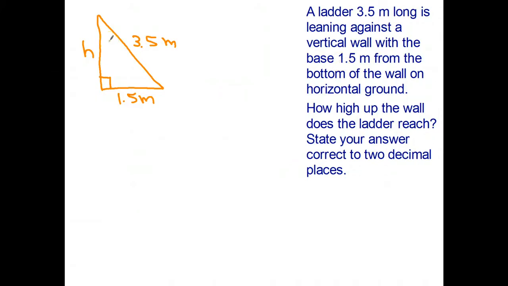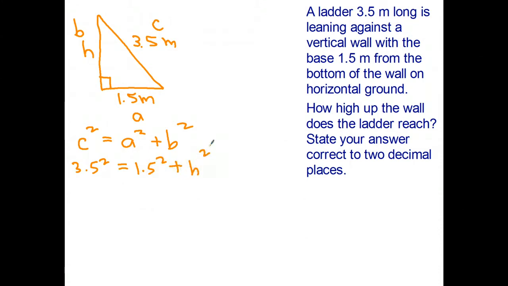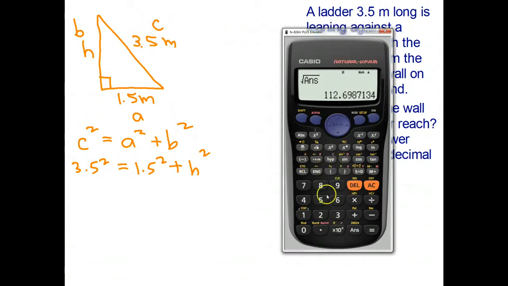Now it's pretty much the same as we've done before. So that's the hypotenuse. That's the short side, I'm assuming. That's the other side. And as before, we start by writing the Pythagorean theorem. We substitute. A is 1.5. B is replaced with the letter H. Now 3.5 squared. Let's do that on the calculator.